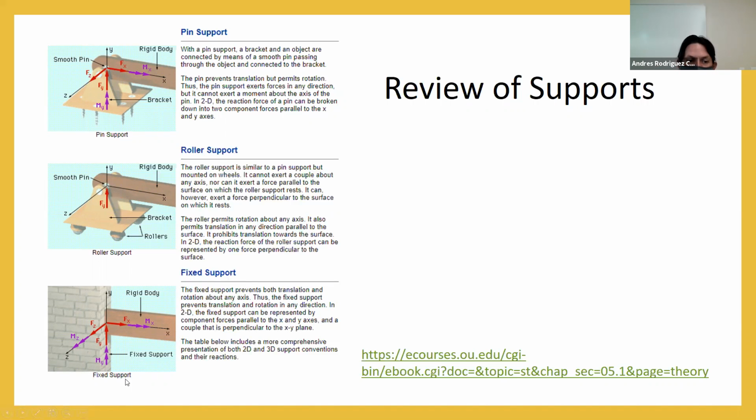And we have the fixed support, which is this one, where we are going to have reactions everywhere. We are going to have vertical, longitudinal, transversal, and we are going to have moments in X, moments in Y, moments in Z. Is that clear? This is the basics of statics, right?